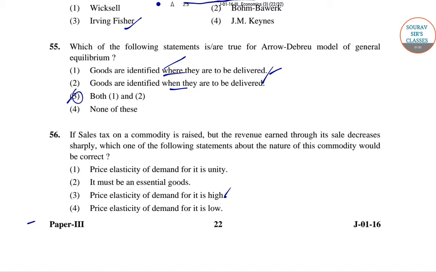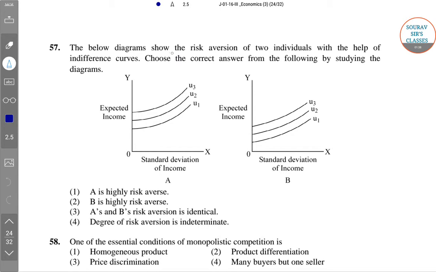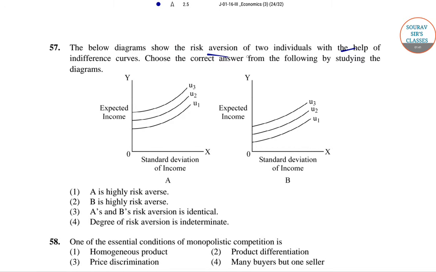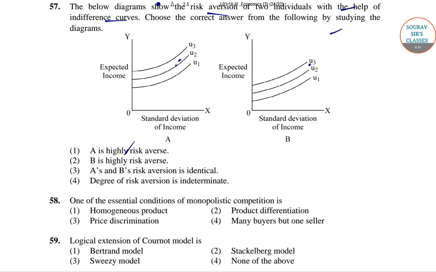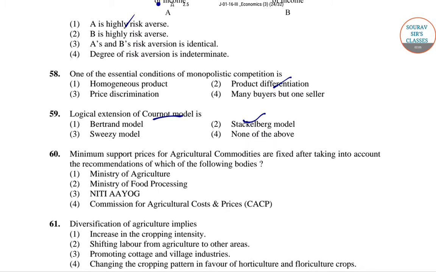Now we'll come to the next question, question number 57. It is given that the below diagram shows the risk aversion of two individuals with the help of indifference curves. Choose the correct answer by studying the diagram. We know that A is highly risk averse because they lie above this. Now question number 58: one of the essential conditions for monopolistic competition is product differentiation. Logical extension of the Cournot model is the Stackelberg model. The minimum support price for agricultural commodities is fixed after taking into account the recommendation of which body? We know it is CACP.